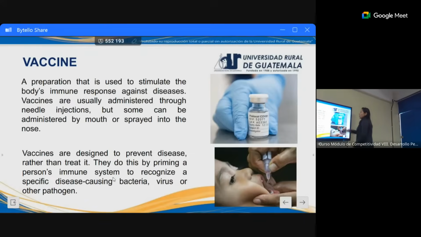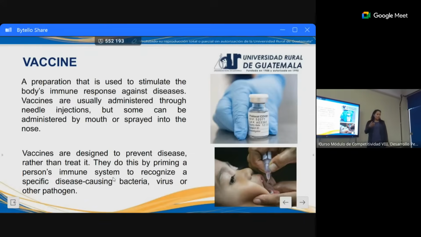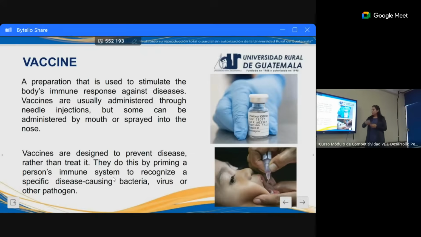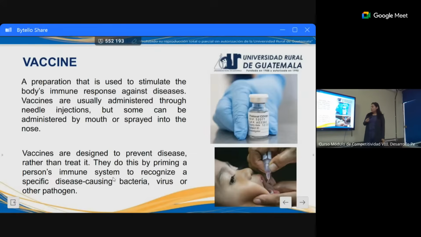So you can see that a vaccine is a preparation. We call it a vaccine because some people might get confused between vaccines and injections. But a vaccine is only the preparation that is used to stimulate the immune response. There are different ways it can be administered, as you can see here: by needle, by injection, or by mouth, because this is for little children, or even sprayed into the nose.